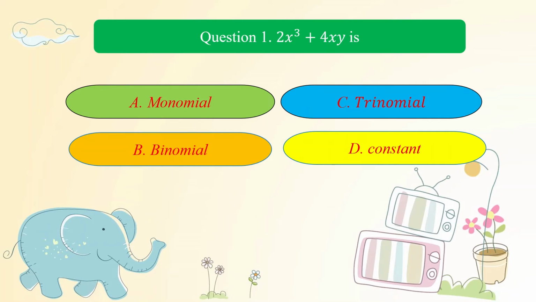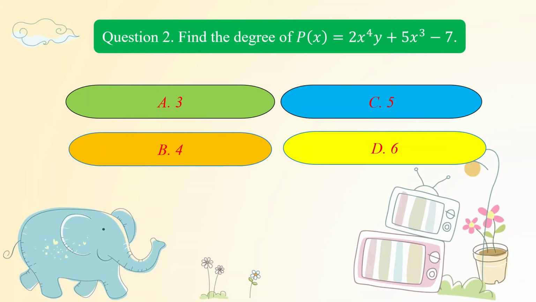After you learn the new knowledge, you should apply to answer some questions. I give you two questions, question 1 and question 2. For question 1, here is an expression. Can you tell what is an expression? Is it monomial or trinomial, binomial, or constant? You should figure it out yourself. For the question 2, you need to find the degree of a polynomial.